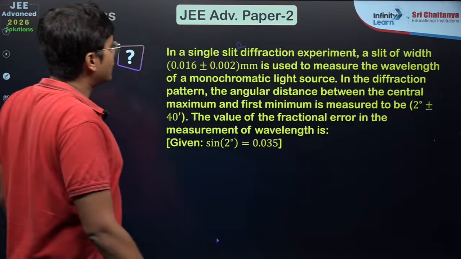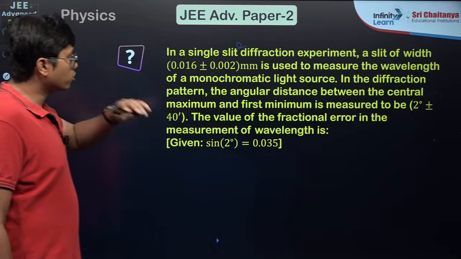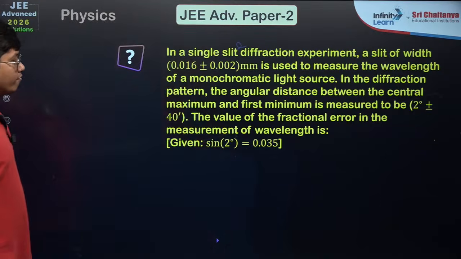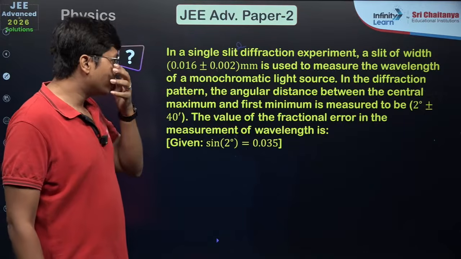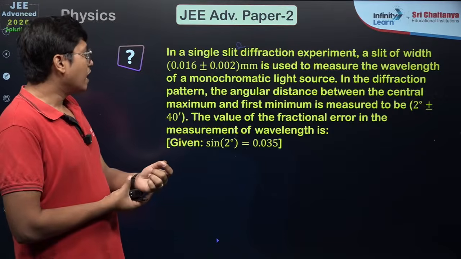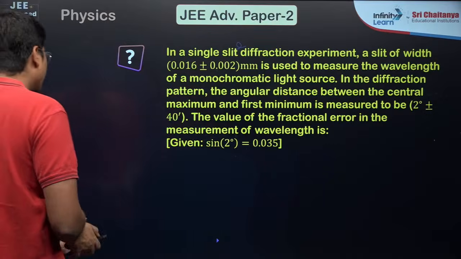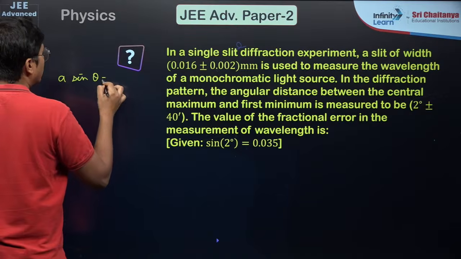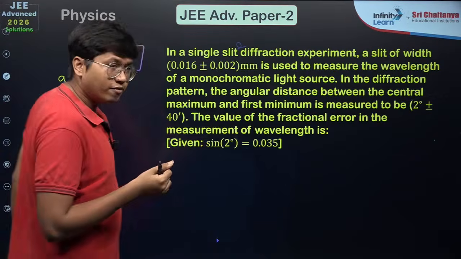Next one says there's a single slit diffraction experiment, slit of width 0.016 plus minus 0.002 millimeter, used to measure the wavelength of a monochromatic light source. In the diffraction pattern, the angular distance between the central maximum and the first minimum is measured to be 2 degree plus minus 40 degree. The value of the fractional error in the measurement of the wavelength is how much? This is kind of easy. You know your first minimum is given by a sin theta is equal to lambda. What am I looking for? We are looking for the fractional error in the wavelength.